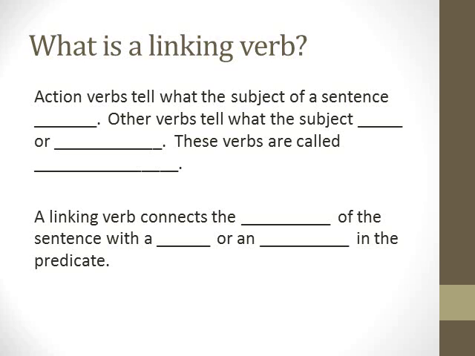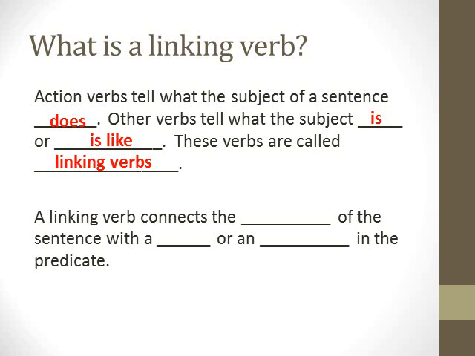Great question. Action verbs, which we talked about in section 10.1, tell what the subject of a sentence does. Alright, we think of run, jump, swim, play. Anything that would require any mental or physical action would be considered an action verb. Now the other type of verb, which we are learning about today, tells what the subject is or is like. These verbs are what we now know as linking verbs.